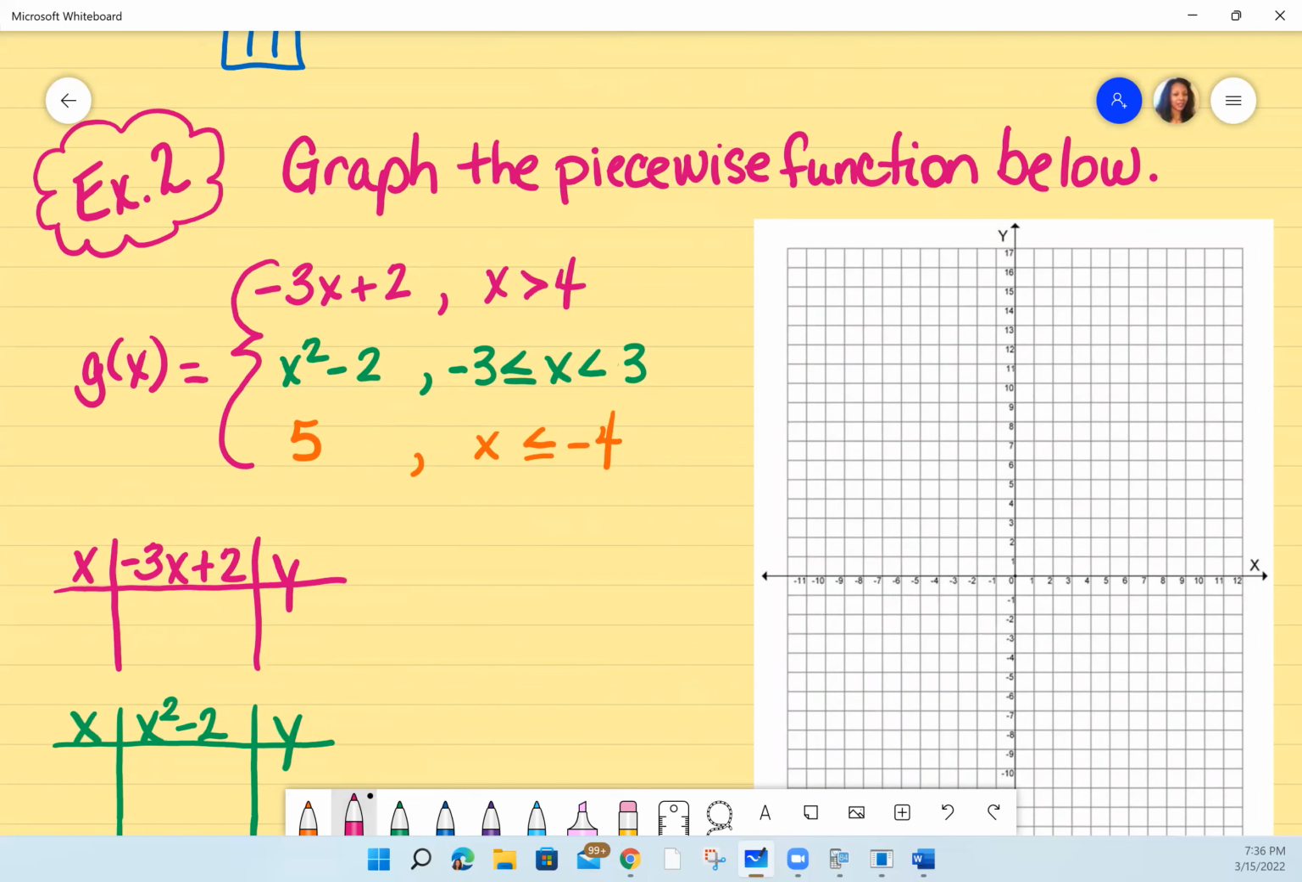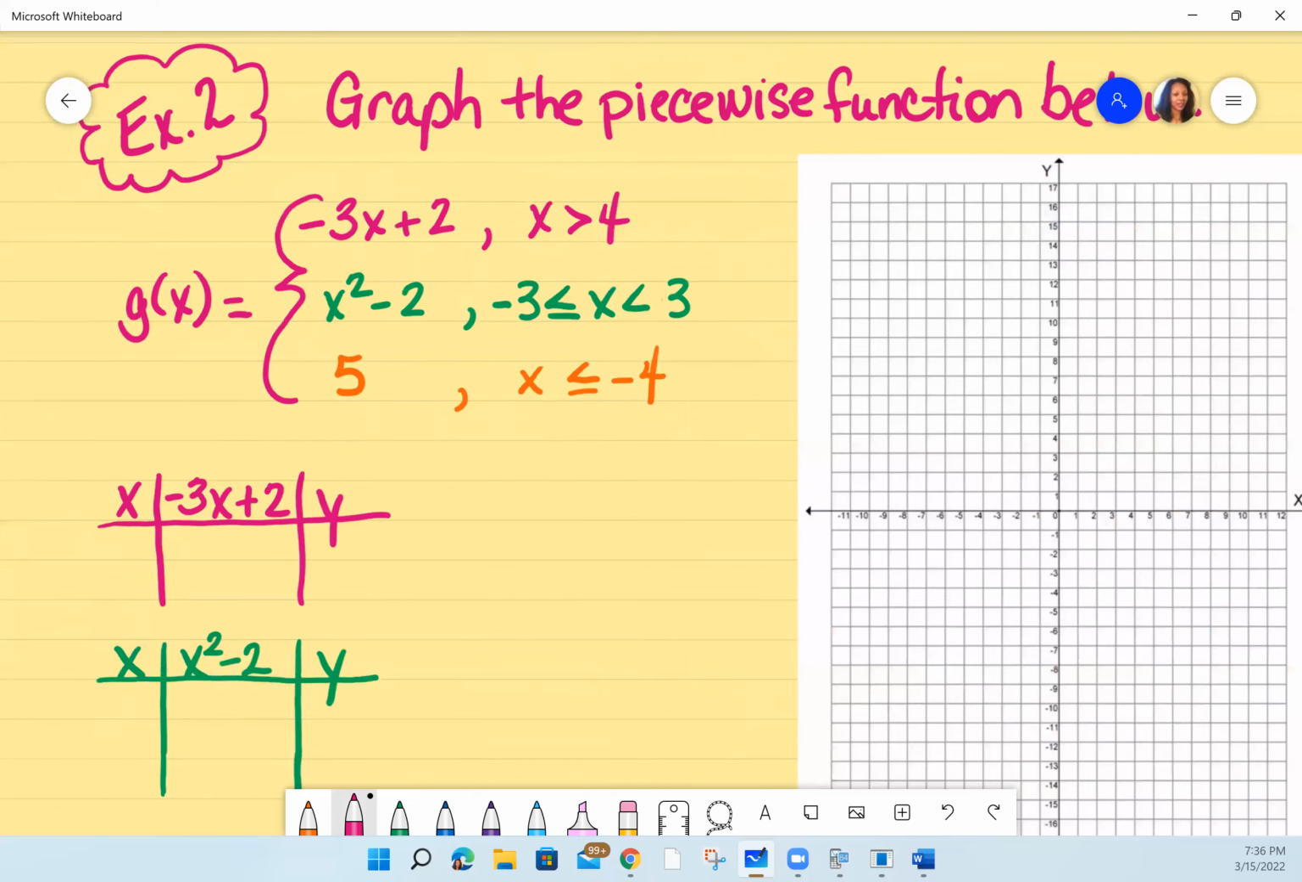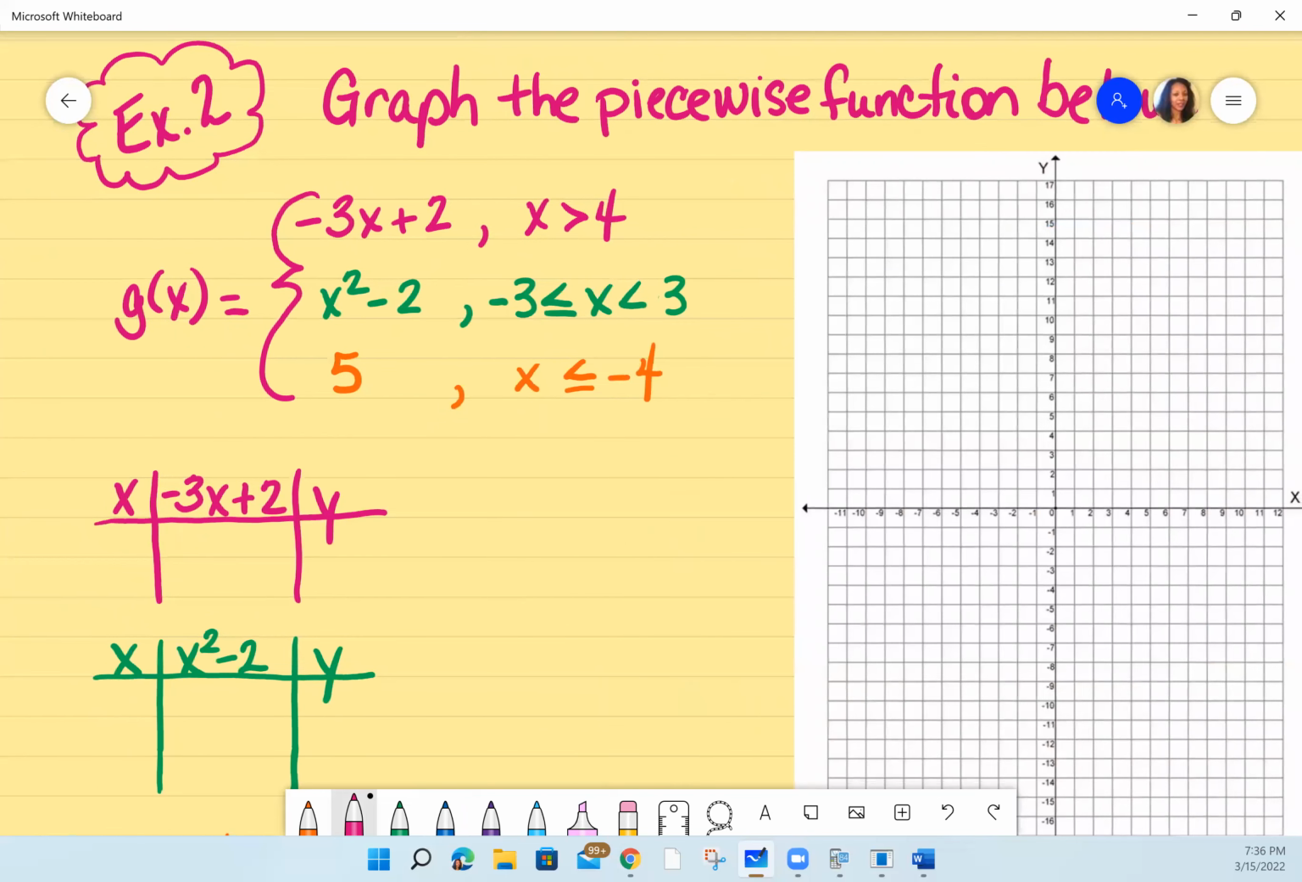What I like to do is determine first what type of graph each one of these functions will look like. Well, I see for my first rule that it's a linear graph, and it has a negative slope. So I know it's going to go downward. That's going to look something like this. And you'll notice I wrote it down by a table.